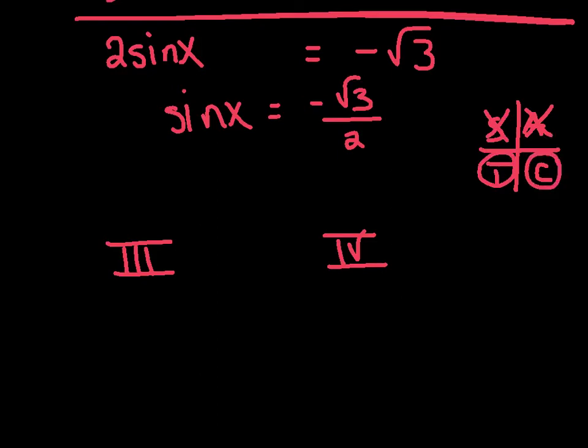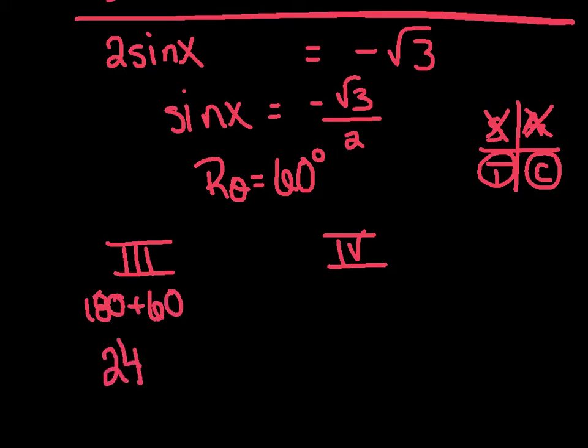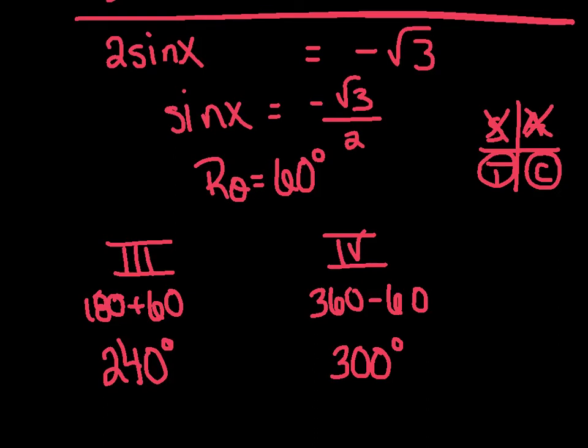So anyway, my reference angle, according to my flashcard, says that the angle must be 60 degrees. So in the 3rd quadrant, we're going to do 180 plus that reference angle to get a solution of 240. That's 1. And then in the 4th quadrant, we're going to do 360 minus 60 to get a solution of 300 degrees. So those are my 2 solutions, 240 and 300.